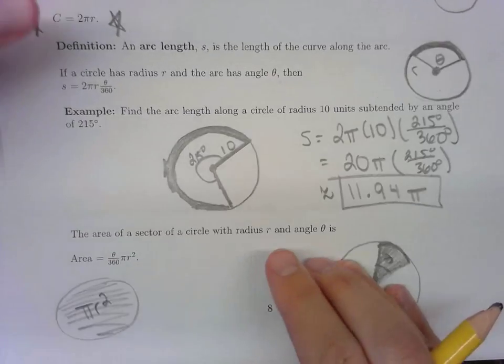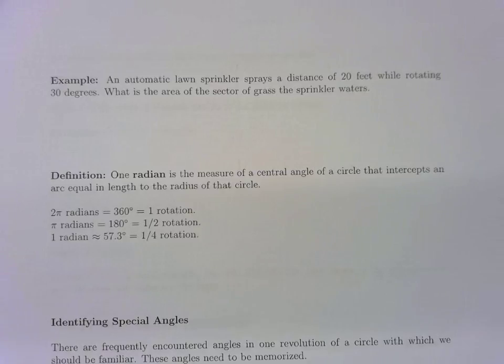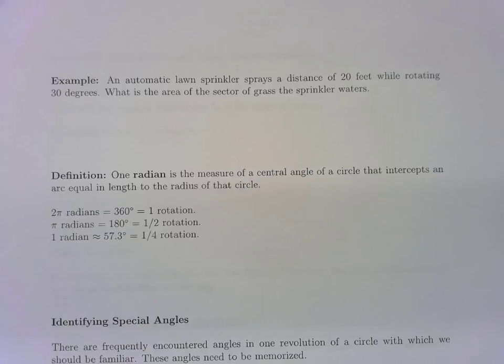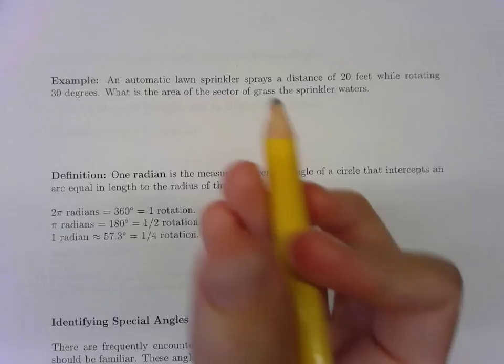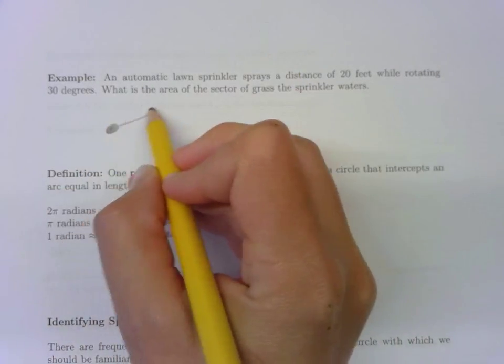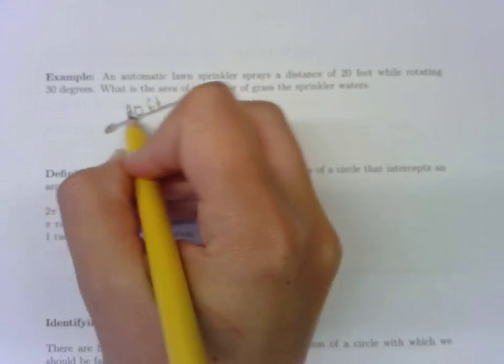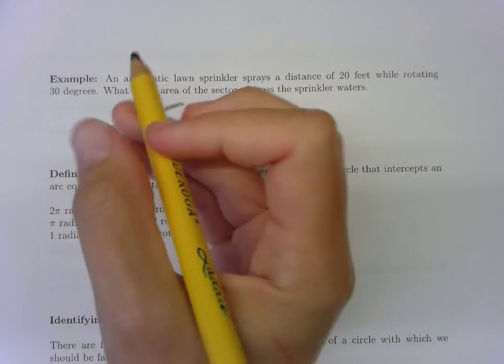So top of page 9, we're going to do an example, an application of that. It says an automatic lawn sprinkler sprays a distance of 20 feet while rotating 30 degrees. What is the area of the sector of grass the sprinkler waters? So we have that. Let's just put our sprinkler here, and it sprays a distance of 20 feet. So we have a distance here. And then it says it rotates 30 degrees.